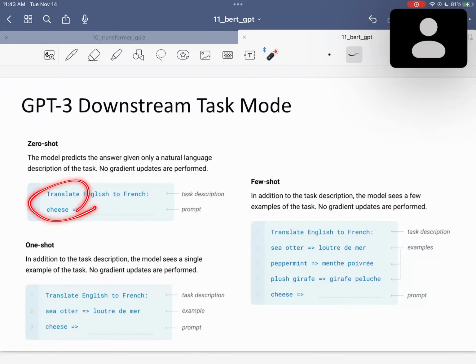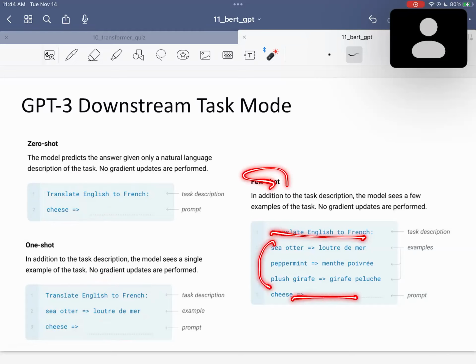So zero-shot is, do this, do English-French translation. What is cheese? And this should be fromage, right? This is a little bit hard, so maybe one-shot. Do this. This is an example. What is this? Few-shot is, do this. Three examples. What is this? So they tested zero-shot, one-shot, few-shot multiple times in a lot of different tasks.